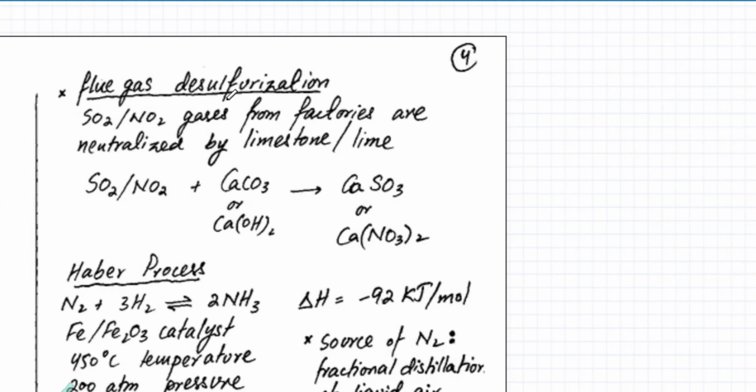Now these gases from factories are neutralized by limestone or lime. Limestone and lime are bases, basic compounds. So when you react them with these gases, limestone is simply chalk, the sulfur oxides are going to react to form sulfites or calcium salts. NO2 would form nitrates, or calcium nitrate.